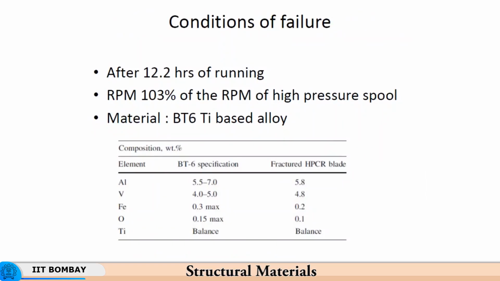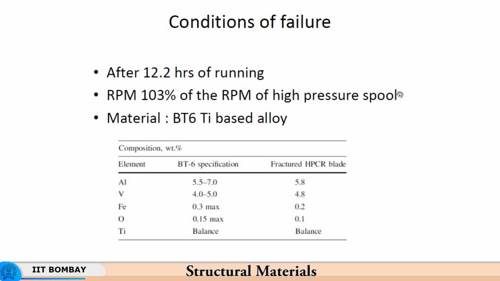So, the failure took place after 12.5 hours of running. Actually, when we take an aero engine, 12.5 hours is nothing, but then it failed. RPM is 103% of the RPM of the high pressure spool, and the material was BT6 titanium based alloy, the chemical composition of which is given over here. Now, typical BT6 alloy has this chemical composition as the standard, ideal composition. The actual blade that fractured has this composition.